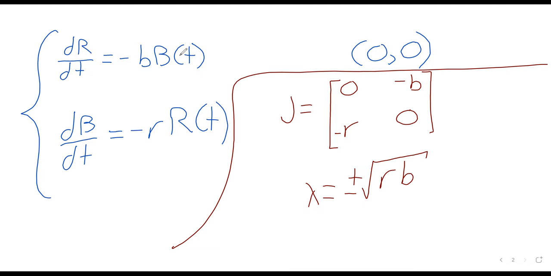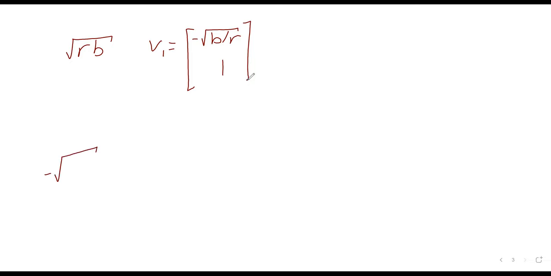Finding the eigenvalues of this would require some linear algebra background. I mean, we can't use our calculator because our calculator won't know what to do with the letters R and B. So I'll just tell you the positive square root has this as an eigenvector, and the negative square root has this as an eigenvector. They're the same, except that V1 has a negative sign up there in the first component, and V2 doesn't.